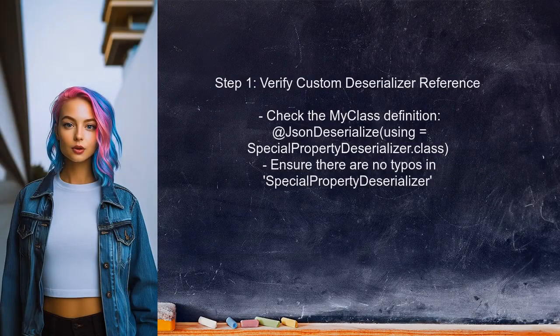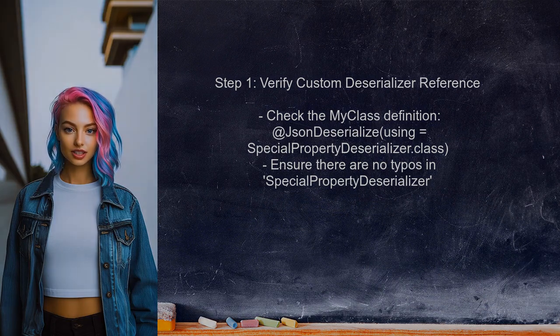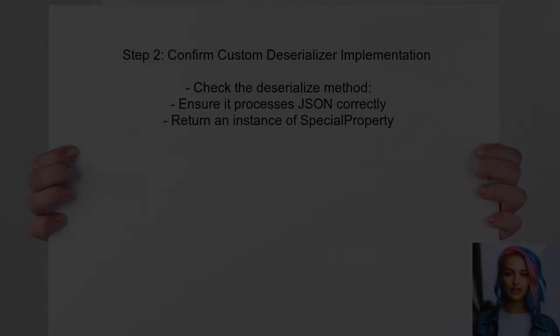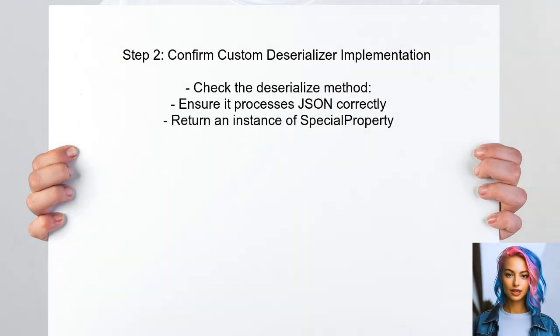To resolve the issue with the custom deserializer, the user should first ensure that the custom deserializer class is correctly referenced in the myClass definition. The user should check for any typos in the class name. Next, the user should confirm that the custom deserializer is properly implemented. This means ensuring that the deserialize method is correctly processing the JSON input and returning an instance of special property.